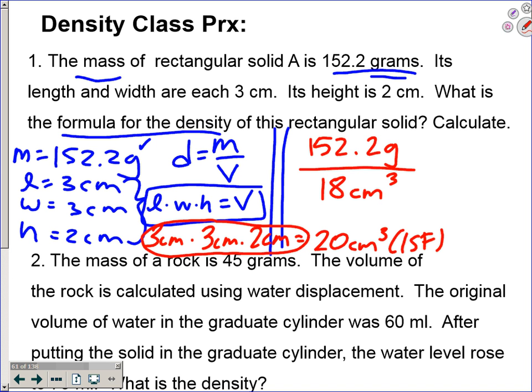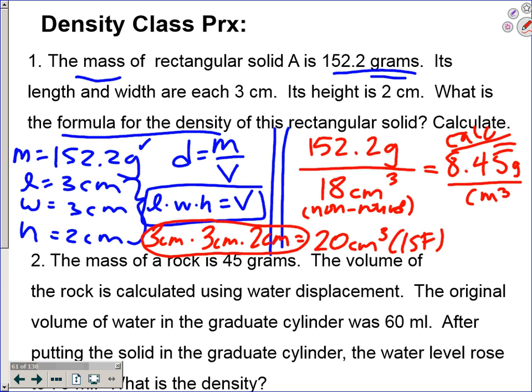So when I multiply these, I'm like, okay, it should be 20, so it should be 1 sig fig, but I'm going to go with my non-rounded answer so I can actually calculate from here. So what's 152.2 divided by 18? 8 point what? 4. Give me more. So it's 5, 5 repeating. Okay, so I'm going to write that just so we're on the same page. And that's grams per centimeter cubed. So this is my calculator answer: 8.45555 grams per centimeter cubed.